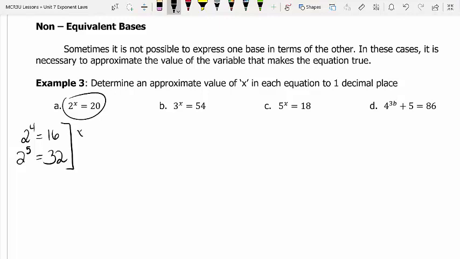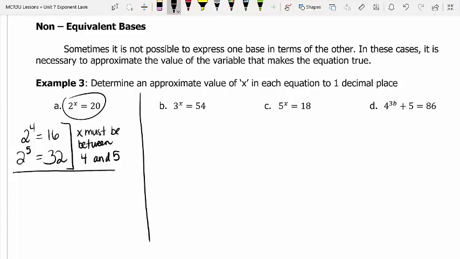So our variable x must be between 4 and 5. Okay, so now that we know what it's in between, we can start using decimals. So let's try 2 to the power of 4.1, 2 to the power of 4.2, 2 to the power of 4.3, 2 to the power of 4.4. Let's test those out and see how close we can get to 20.